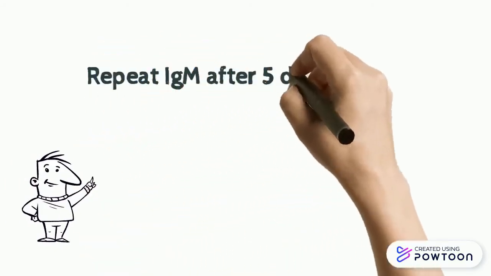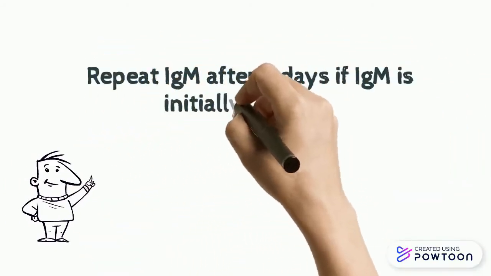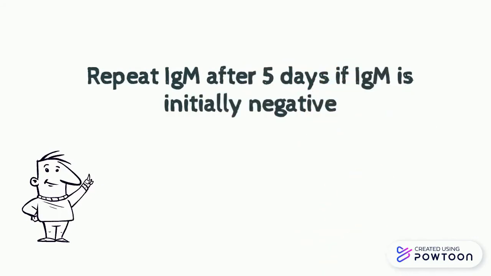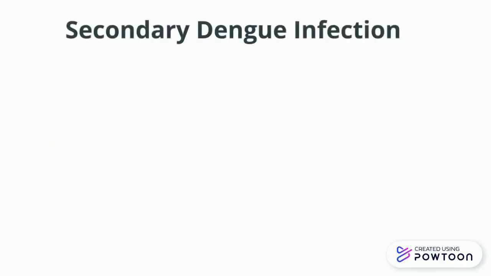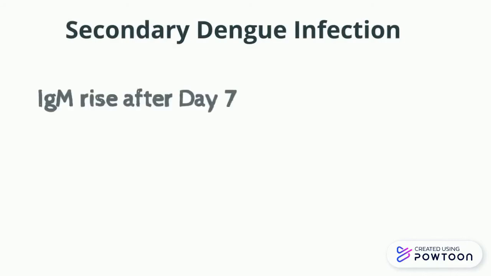If IgM is negative when you first see the patient, you are going to assume the patient is on day 1 of dengue fever and you need to repeat a serum IgM after 5 days because that is when the IgM starts to rise. If this is not the first time you are having dengue, which means a secondary dengue infection, IgM usually only rises after day 7 and is lower in titers.